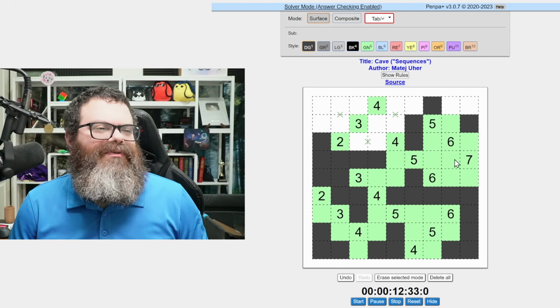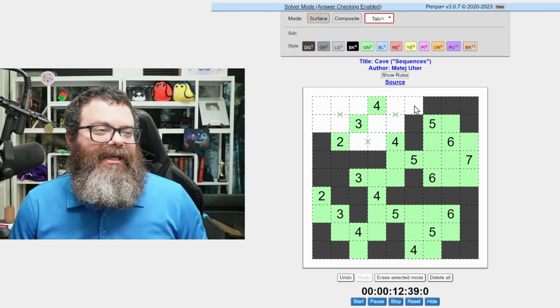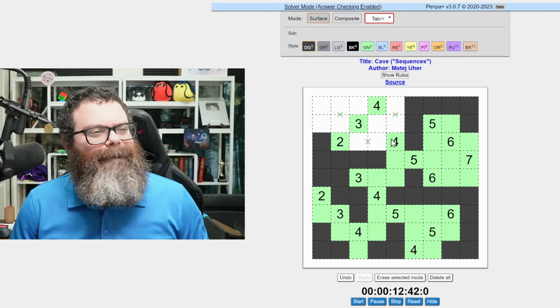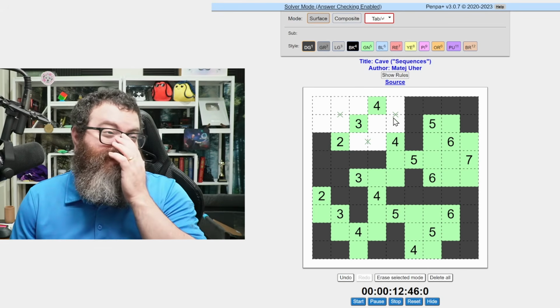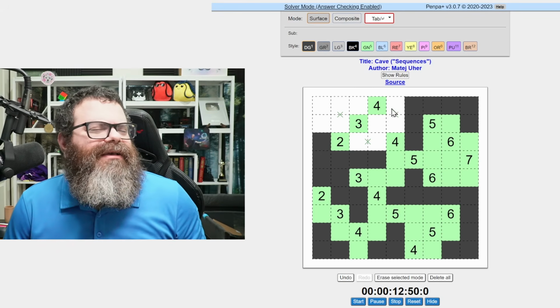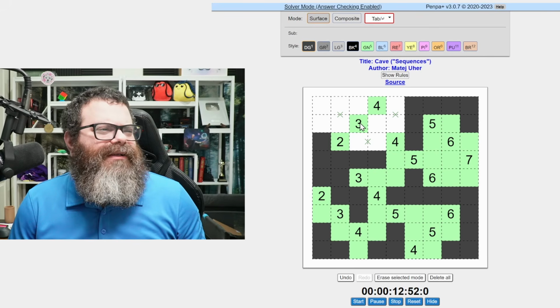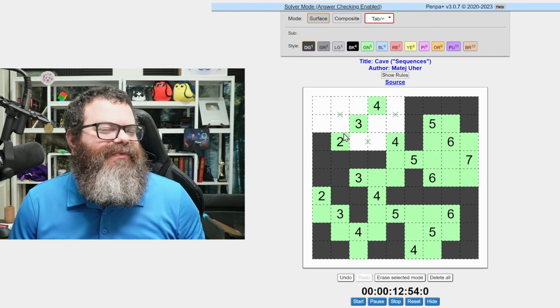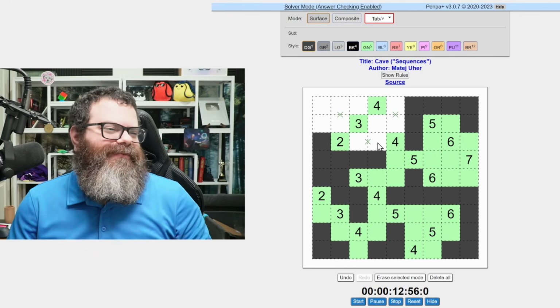1 2 3 4 5. This 6 is done as well. Don't make a checkerboard. Okay, so what's going on with these X's? We still don't know which one the 2 takes. That was like one of our first deductions.